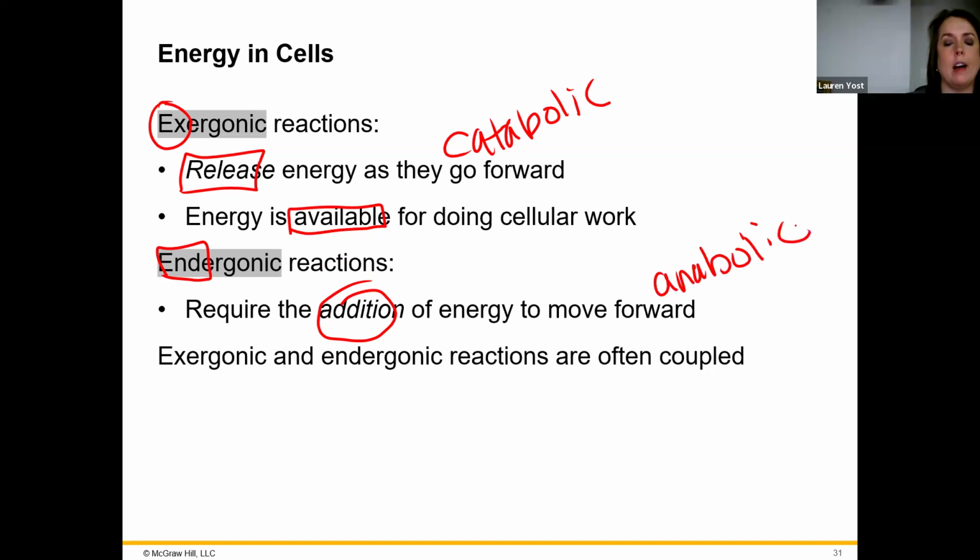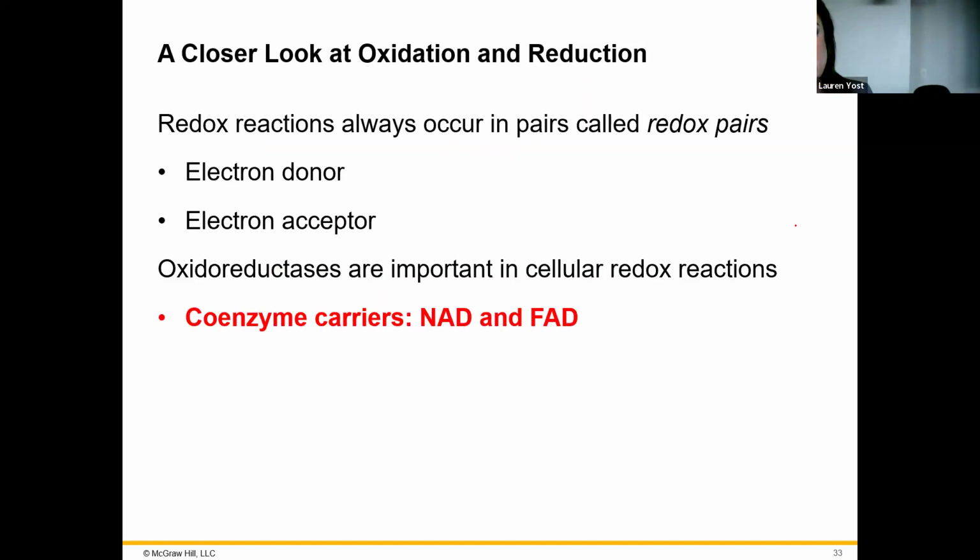It's just talking about the actual chemical reactions themselves at this point. Let's get into those redox reactions again. Anytime you have a redox reaction, the reason we call them redox reactions is because you always have both. You always have one thing that is reduced and one thing that is oxidized, always. The electron donor and the electron acceptor.